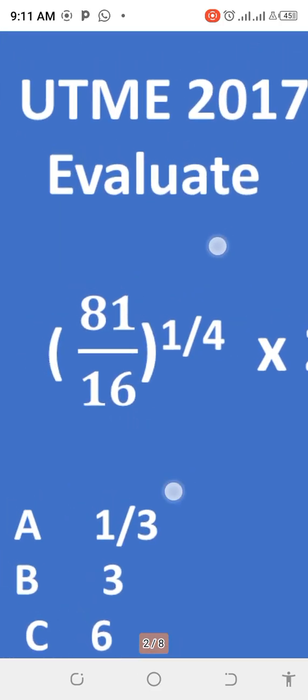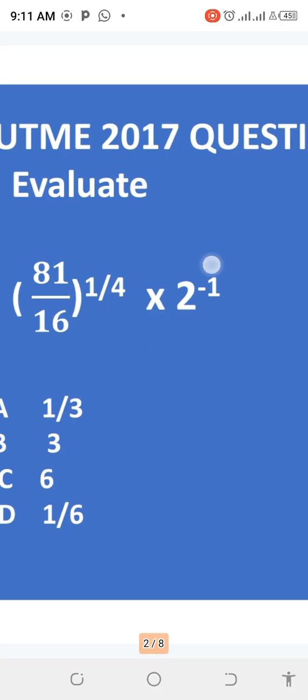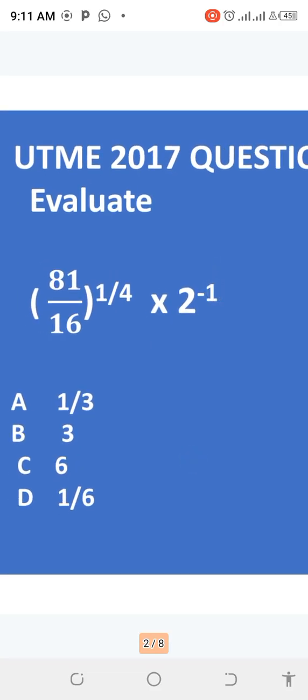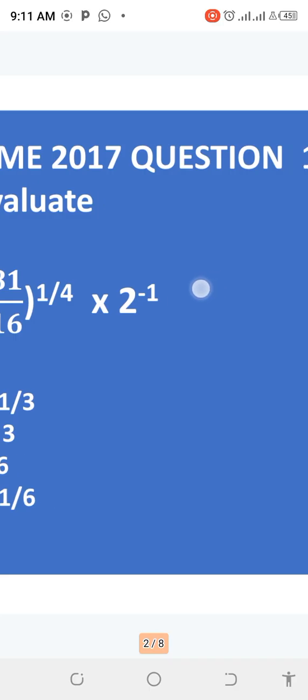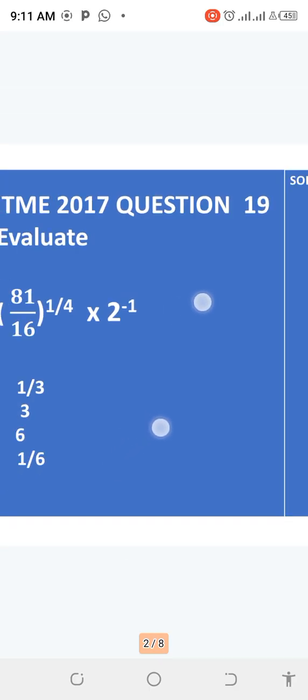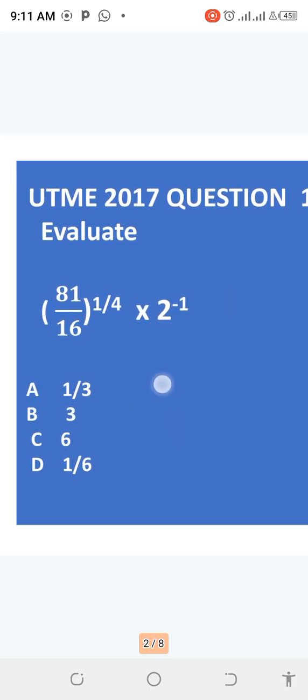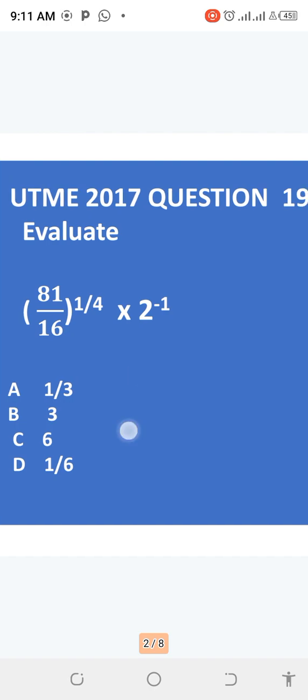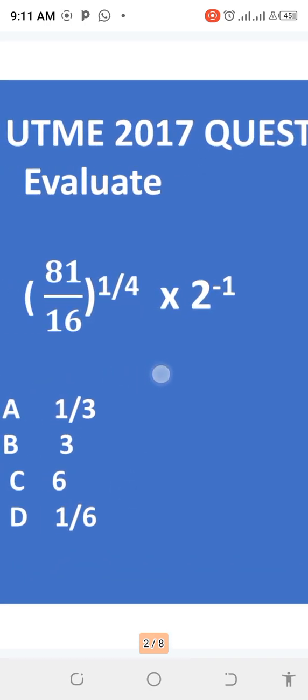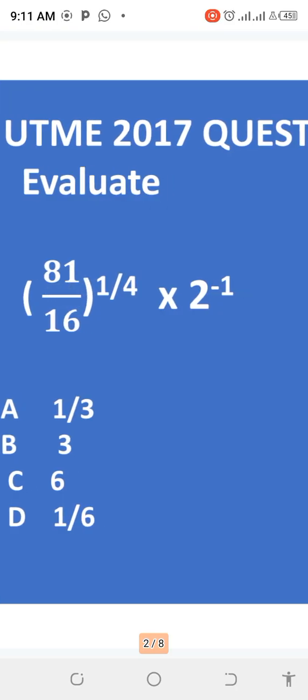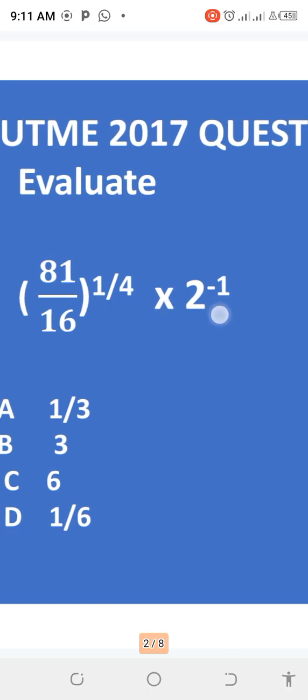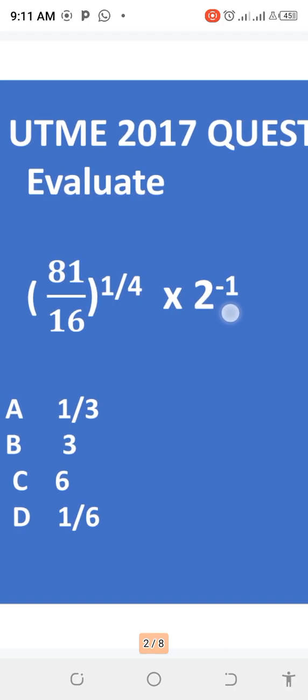Now this question is taken from 2017, question 19. The question reads: evaluate 81 over 16 raised to power 1 over 4 times 2 raised to power minus 1.